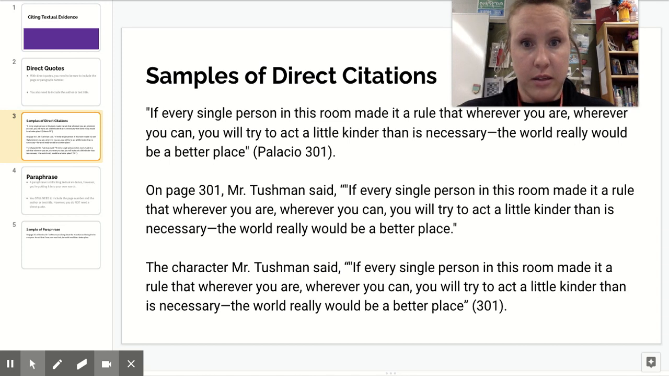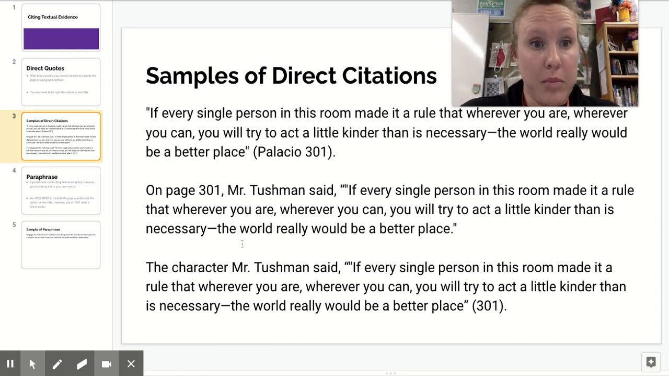And so that's the first example, is if you just have the direct quote, then right afterwards you have the author's last name and then the page number that it came from. Then the other options, since this is a fiction story, I put on page 301, Mr. Tushman said, that is the character's name. If this was a nonfiction, you could say on page 301, the author's last name said. Okay, so you either can put the character's name or the author's last name there, but this is a quote from a character, so that's why it's that way.